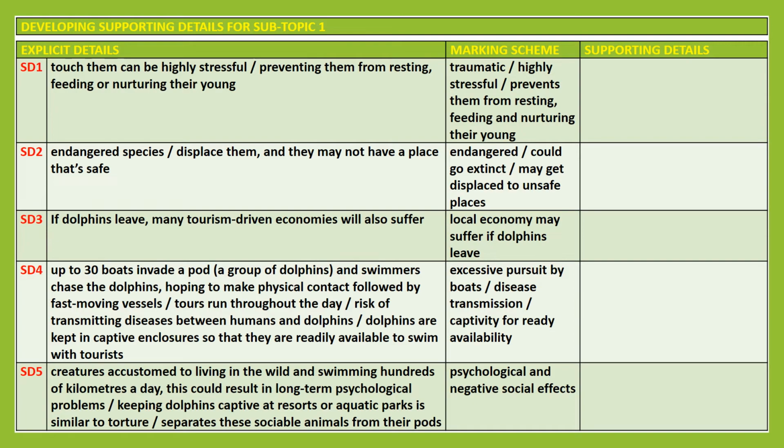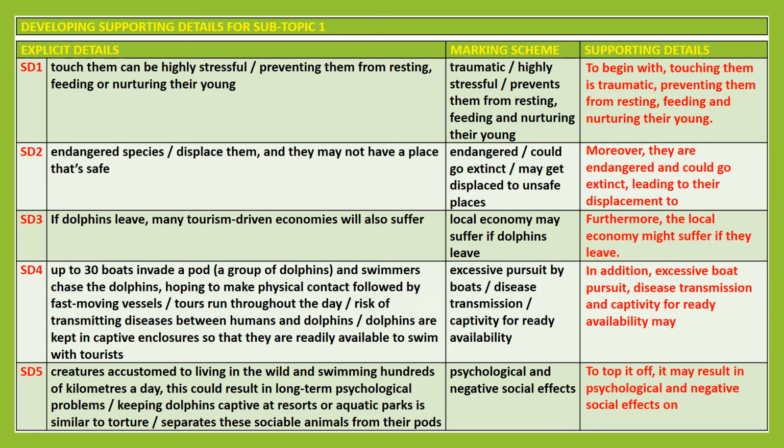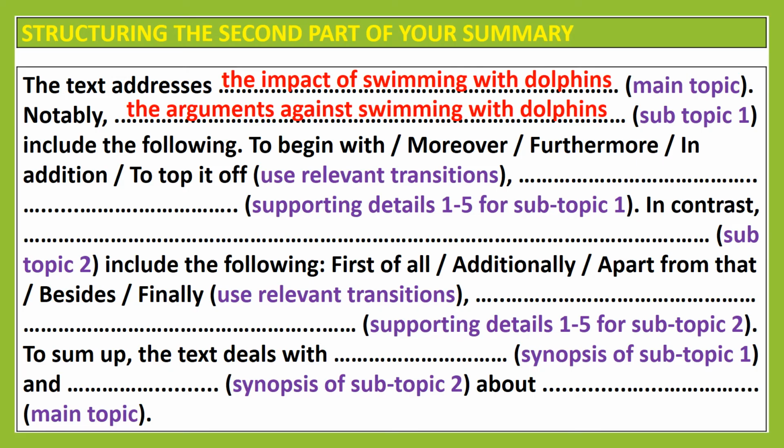Begin by analyzing the explicit details from the text and the marking scheme to construct your first supporting sentence. Ensure smooth progression between supporting details by using appropriate transitions or adverbials. Repeat the process to construct at least 5 well-developed supporting details that effectively reinforce your argument. Follow these steps to transition smoothly to the second part of your summary. Use a transitional phrase to signal a shift in focus, such as in contrast.